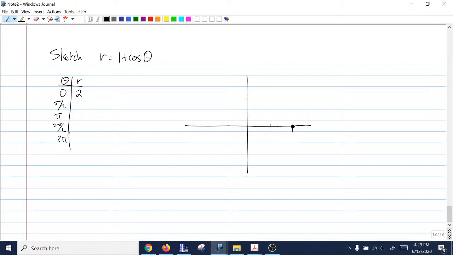If my theta value is pi over 2, so that's vertical, cosine pi over 2 is 0, r is 1. Check. If you go out to pi, 1 plus cosine pi, cosine pi is -1, 1 plus -1 is 0. Ooh, check. 3 pi over 2, cosine of that is 0, so I get 1 again. So now I'm at this direction, go 1, puts me here. And then 2 pi gives me 2 again. Cosine 2 pi is 1 again. So I got these points.